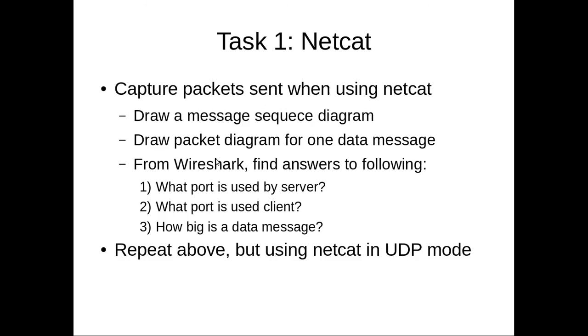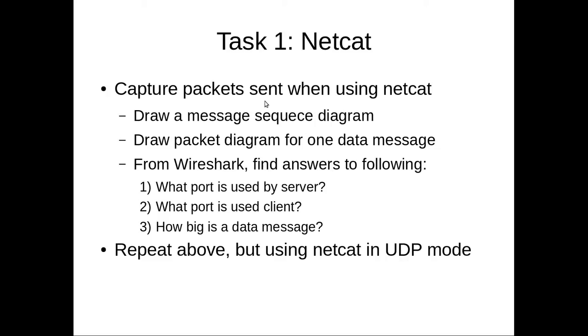So to the first task. Let's use netcat, which you know how to use, with your friend. Start a capture, start Tcpdump. Use netcat, server, client, send some hello messages to each other. Stop your capture and find the packets which were sent in Wireshark. And do it first in the normal netcat mode, which will actually use TCP, and if you can do that, then you can try it again, but use netcat in UDP mode.